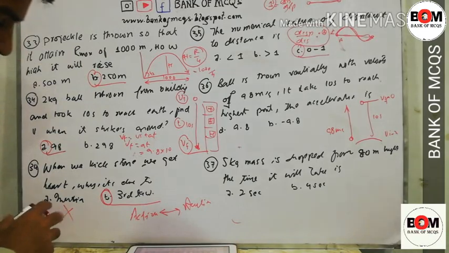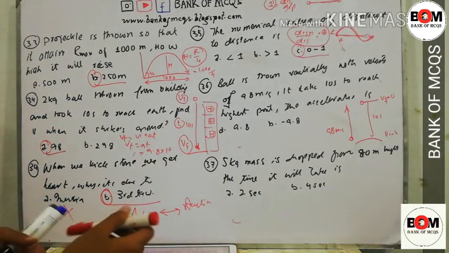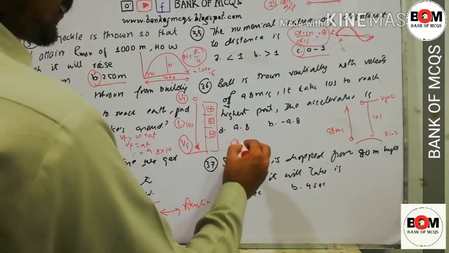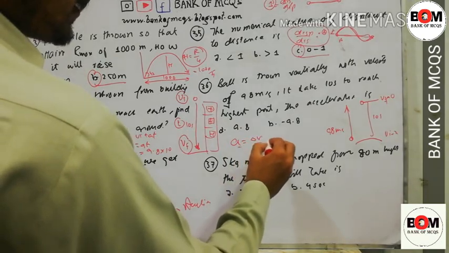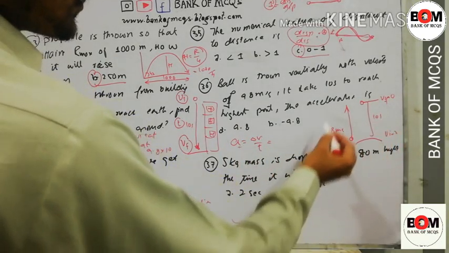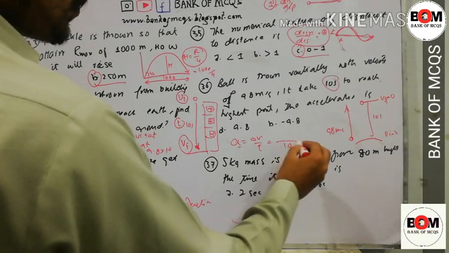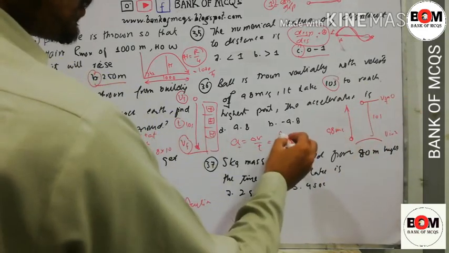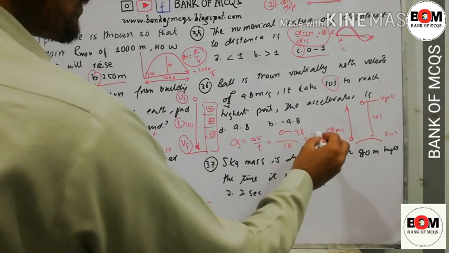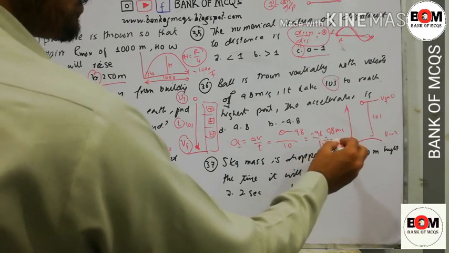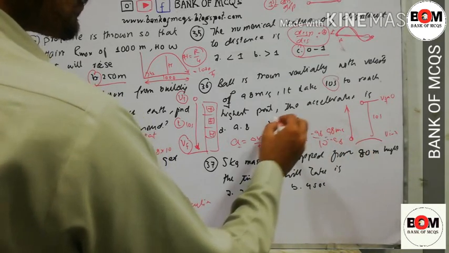Now we are asked for acceleration. Simply, acceleration is equal to delta V divided by t. The time is 10 seconds. The change in velocity: the final velocity was 0 and the initial was 98. So minus 98 divided by 10 is equal to minus 9.8.